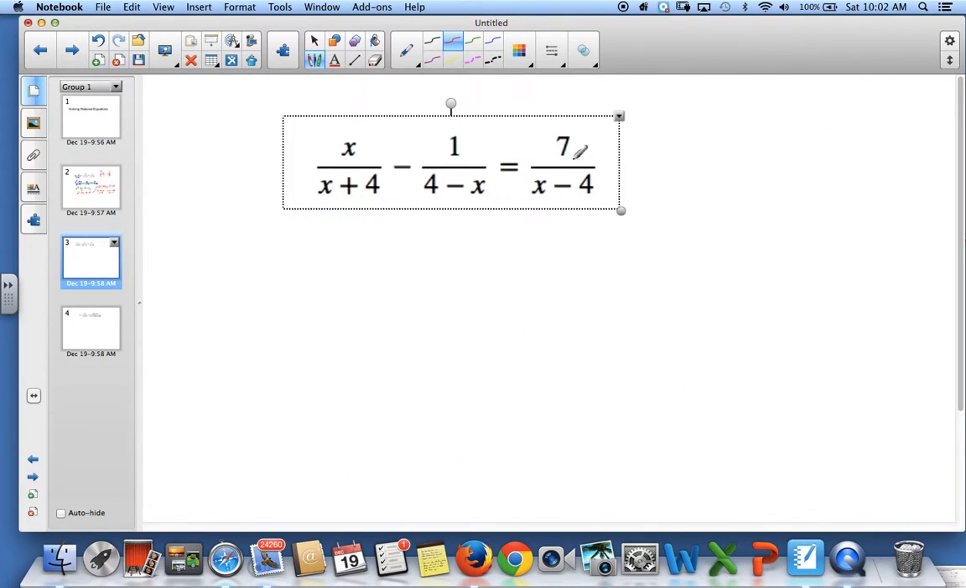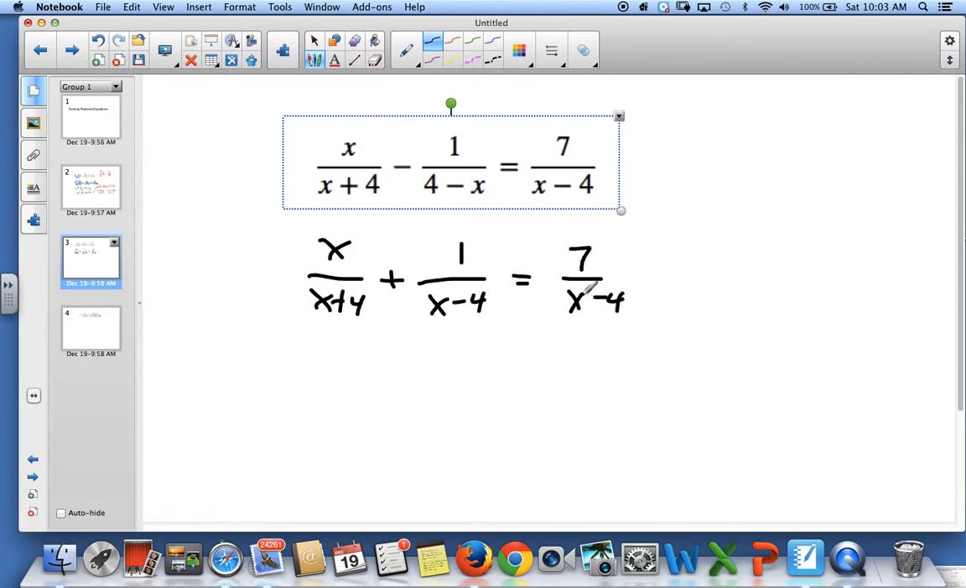Sometimes the problems get a little more complicated, where the denominators are a little mixed up. Well, this one looks like it's going to be an issue because of this 4 minus x being different than x minus 4. What I'm going to do is rewrite this as x over x plus 4. And I'm going to switch the order of these two things here, and I'm going to have that be 1 over x minus 4. But to do that, I'm basically factoring out a negative. And that changes this negative sign to a positive. And I have 7 over x minus 4 here.